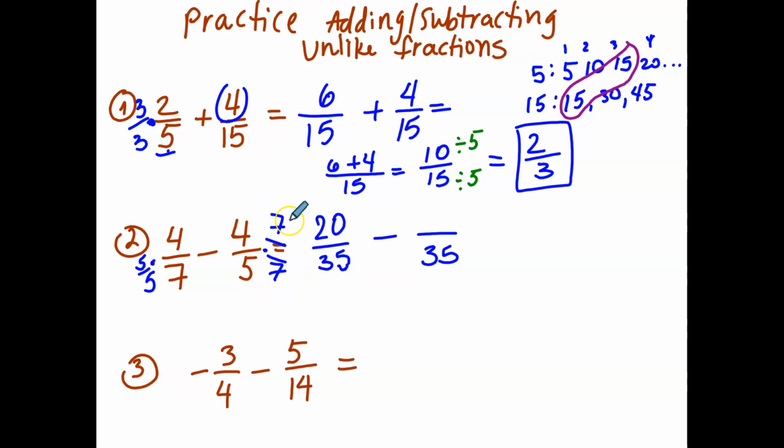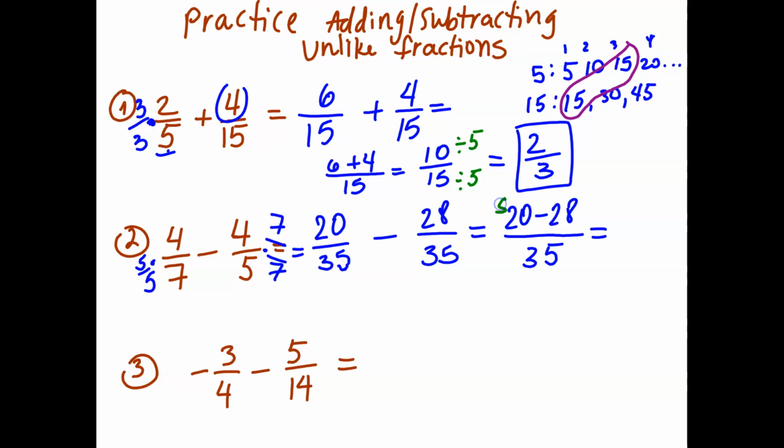Always multiply by 1 because we don't want to change the fraction. We don't want to adjust the quantity. Therefore, whatever we multiply the denominator by, we have to multiply the numerator by. 4 times 7, 28. Now we can subtract numerators. 20 minus 28, keep the denominator.